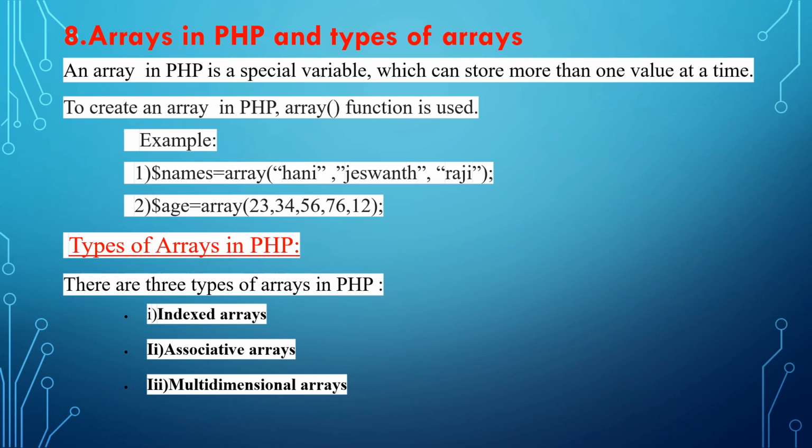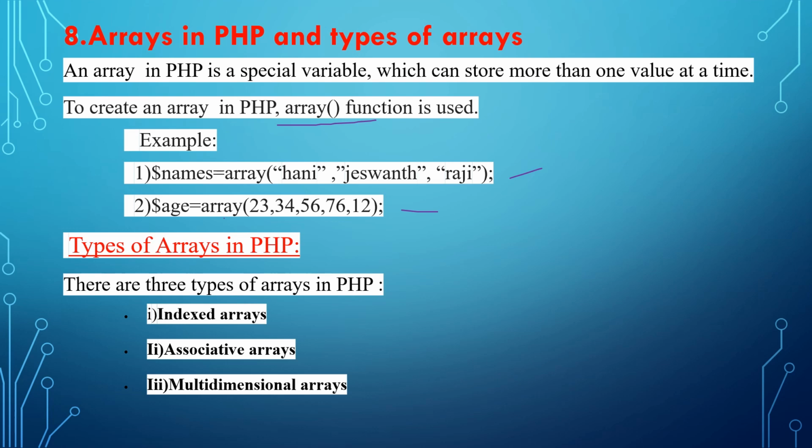Here I have given two examples. The first example here is $names is an array name. To create arrays, we always use array function. To create an array in PHP, array function is used. So $names is array name. Array is a function where Honey, Jashwant, Raji are elements of an array. The second array is $age is array name. Array is a function, and then 23, 34, 56, 76, 12 are elements of an array.